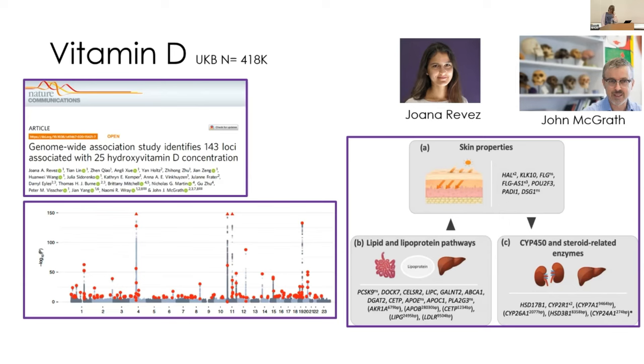Increasing in complexity here, I'm looking at vitamin D. This is a UK Biobank study that I led with John McGrath. Vitamin D is obviously a blood biomarker, more complex than gene expression. As you can see from the genome-wide association plots, you can detect that there are variants of large effect, but still very polygenic. And what was surprising to John and me, because we're used to looking at psychiatric disorders, was just how interpretable those results were in terms of what's known about vitamin D metabolism, in terms of properties of the skin, in terms of lipid and lipoprotein pathways, in terms of liver metabolism in general.